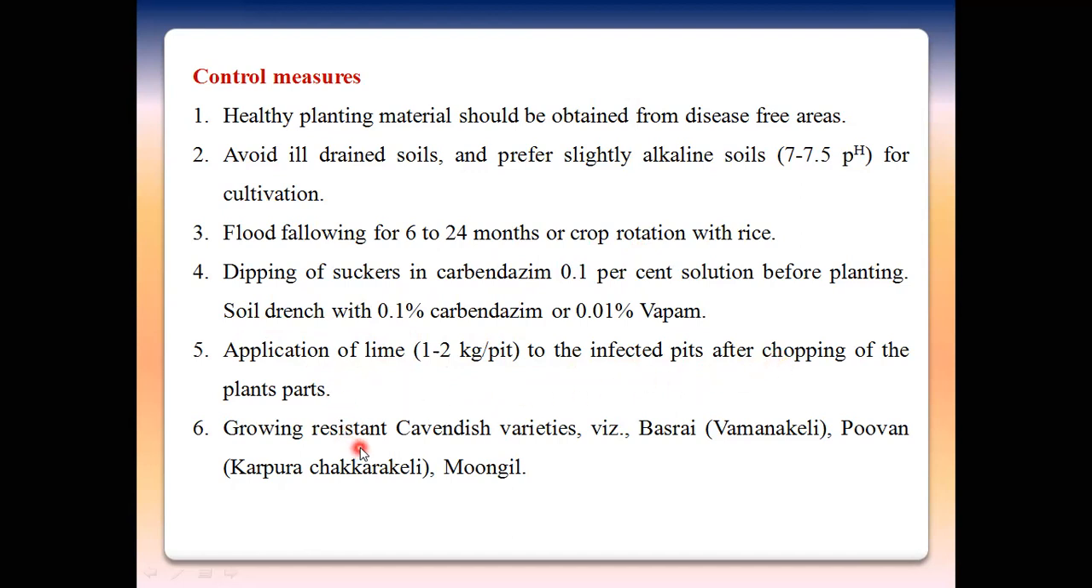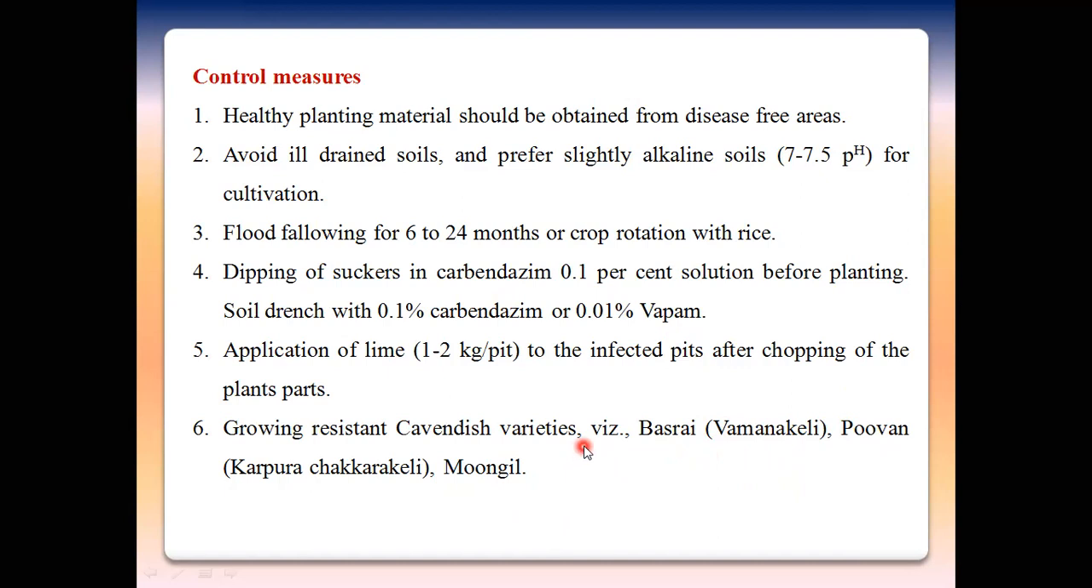Okay, then growing resistant varieties, that is Basrai, Puan and Mungil. So this variety is somewhat tolerant to this fusarium wilt disease. Okay, so this is the information about the fungal wilt. This fungal wilt is also known as the Panama wilt.